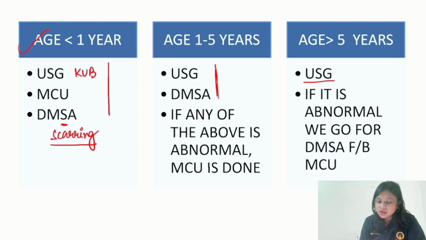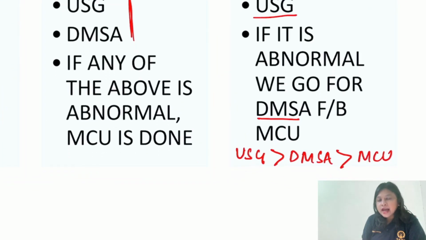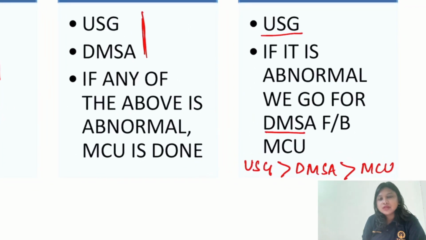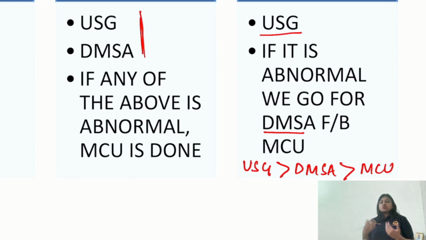It's only ultrasound. If it is abnormal, then we go for DMSA followed by MCU. So it is USG followed by DMSA, followed by MCU. In INICET 2021, this sequence was asked: age more than 5 years, what should be the order of investigations that you will order in a follow-up case of UTI? So it is first ultrasound kidney urinary bladder, then DMSA, and last is MCU. Remember, M is always last.